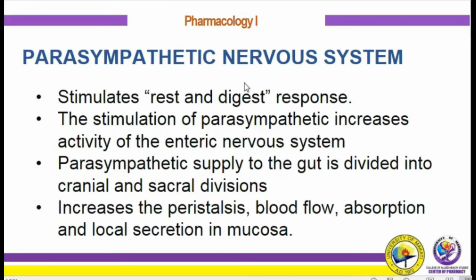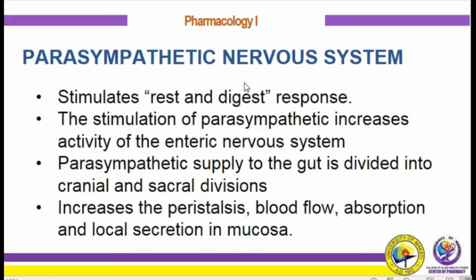As discussed in the previous module, the parasympathetic nervous system is responsible for the rest and digest response. For example, when you drink milk, the parasympathetic nervous system will be activated, will dominate, and will stimulate both plexuses. The stimulation of the parasympathetic system increases activity of the entire enteric nervous system.